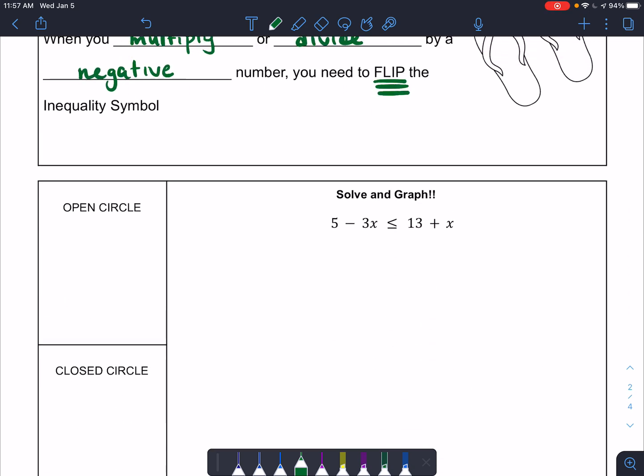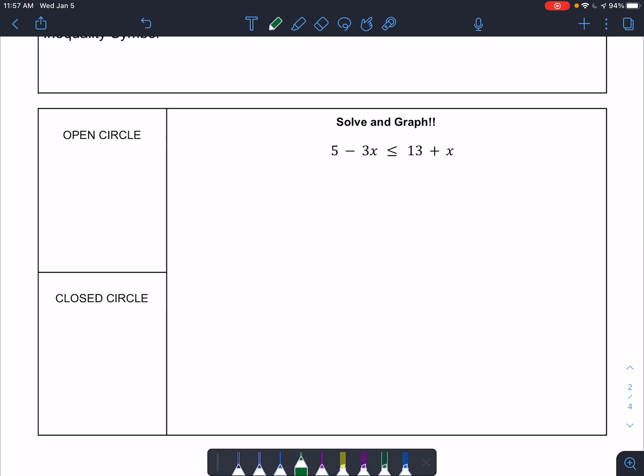Now, real quick, in case we didn't learn it in the last lesson, please remember that when you're graphing, whenever there's a less than or a greater than sign, you keep your circle open on the number line. But if you have less than or equal to, or greater than or equal to, you're going to close your circle. So let's take a look at an example problem.